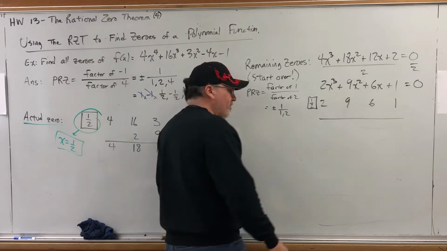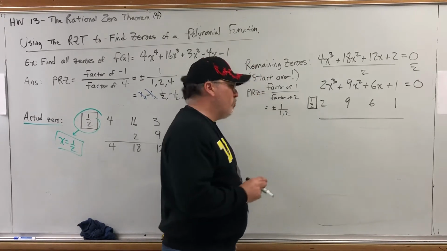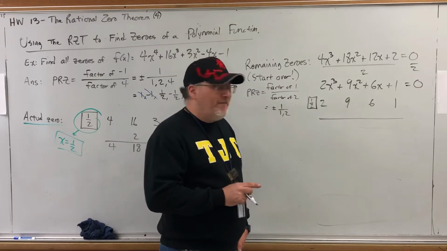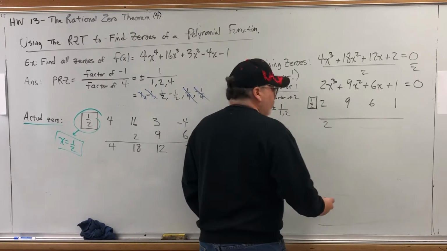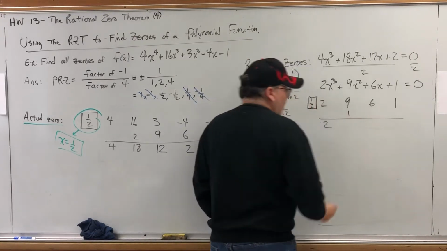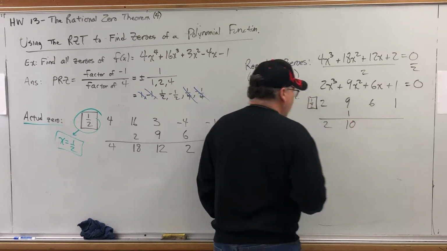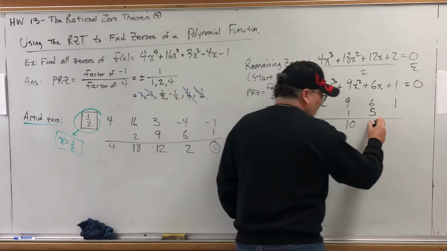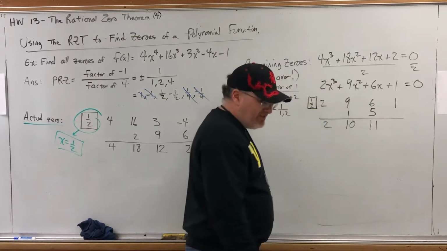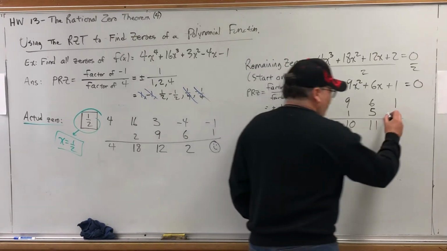If that's a little bit too deep of an analysis, then pretend it didn't happen and just run through the synthetic division. Just remember, times 1/2 is the same as 1/2 of. Add the first column to get 2, half of 2 is 1. Add that column to get 10, half of 10 is 5. Add that column to get 11, half of 11 is inconvenient. It's 5 1/2.